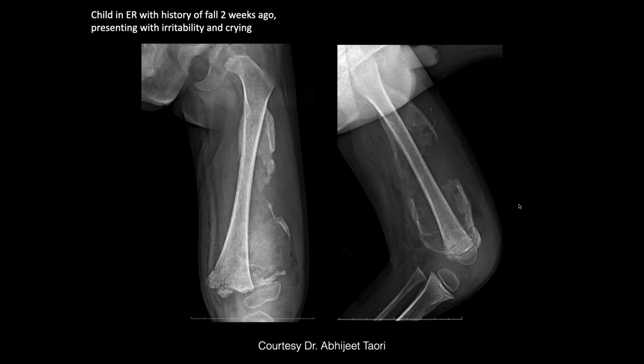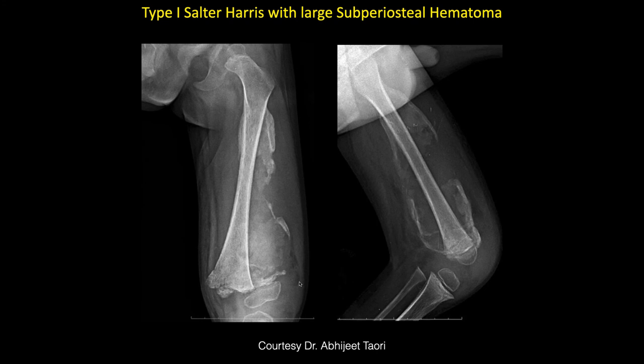Okay, child in ER with history of fall 2 weeks ago, presenting with irritability and crying. So we have all this kind of sheet-like calcific or osseous formation surrounding the femur. So things I'm thinking of, like this could be some weird type of myositis ossificans. There's also, like you're pointing out, a fracture and separation of the distal femur epiphysis. So I don't know if this is recurrent trauma, because they shouldn't have that so much with the fall. Subperiosteal hematoma. Okay. So calcified hematoma? Okay, I see. Scurvy, which makes them at risk for Salter-Harris 1 fractures.